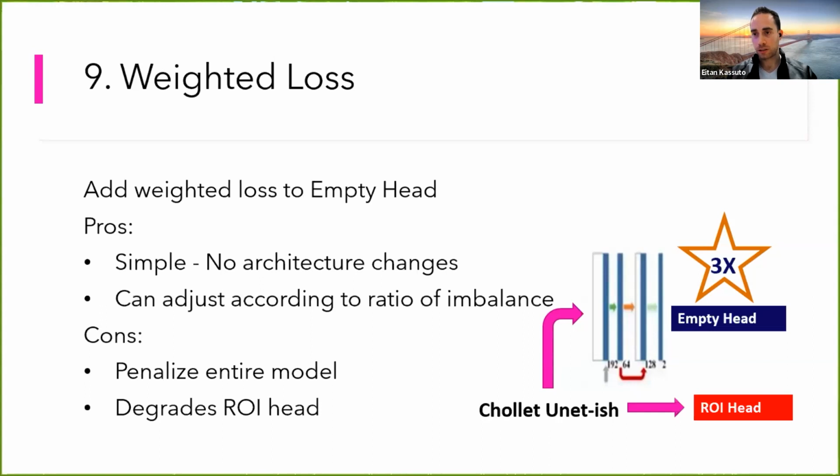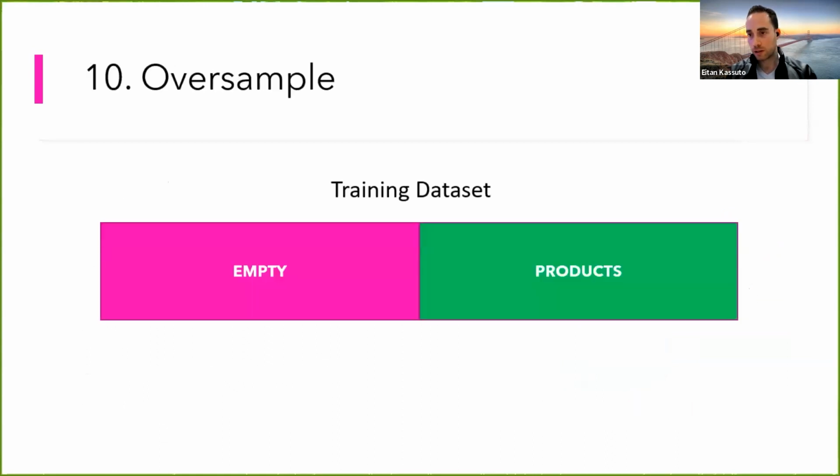So just an interesting note here. You can see that there's this trade-off between the empty head and the ROI head. And it's very clear that this loss multiplier gave a bias to the network to improve specifically on the empty while degrading the ROI head. So we removed the weighted loss and again, went back to the data.